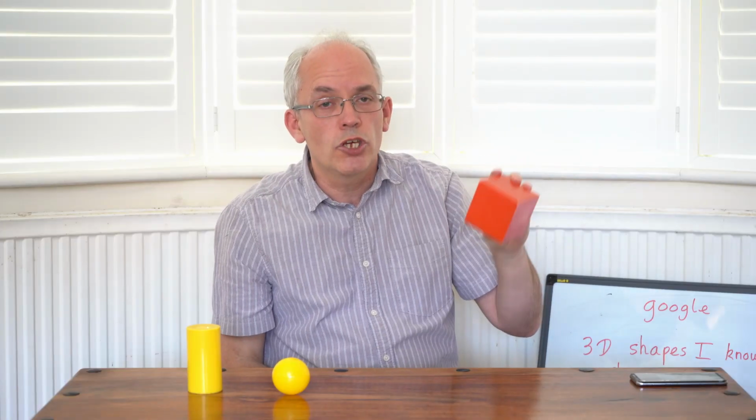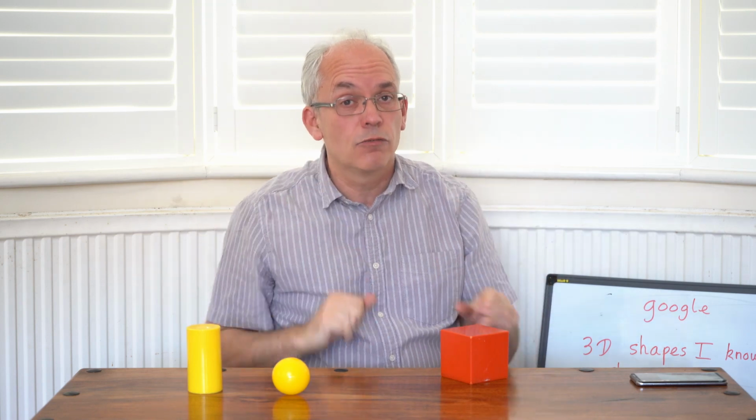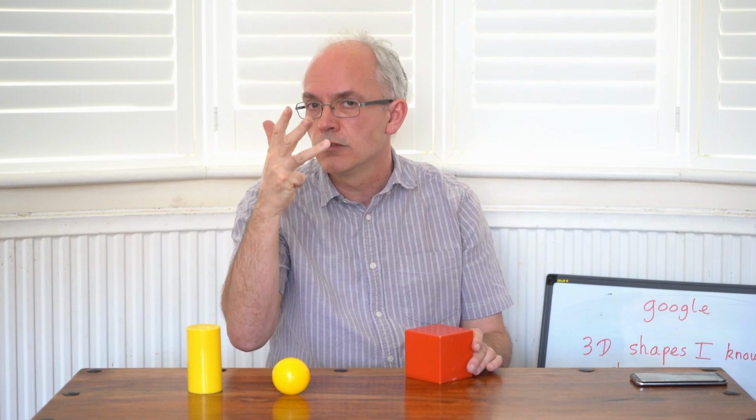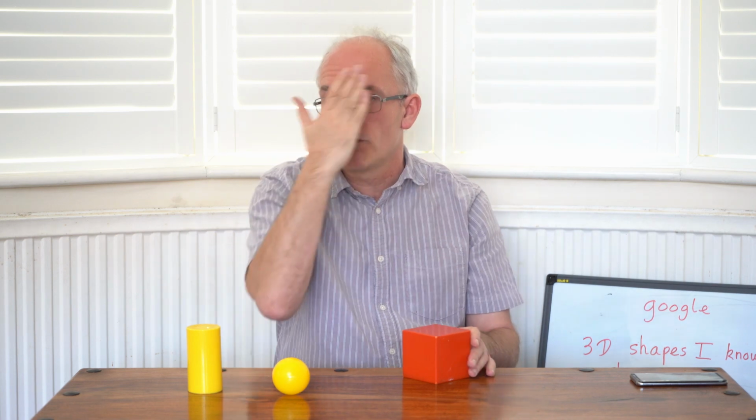Now let's count the pointy bits. A name for the pointy bits starts with the V sound, it's vertice. Can you say that word again? Vertice. Let's count the vertices. 1, 2, 3, 4, 5, 6, 7, 8. So a cube has 8 vertices, 12 edges, and how many faces? Show me with your fingers. 6 faces.